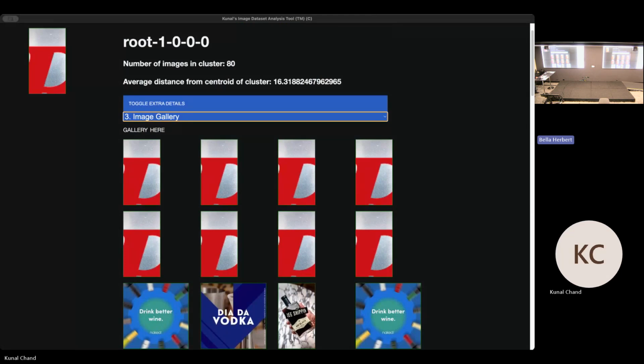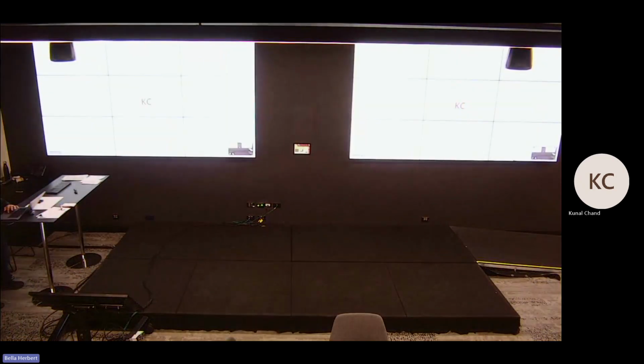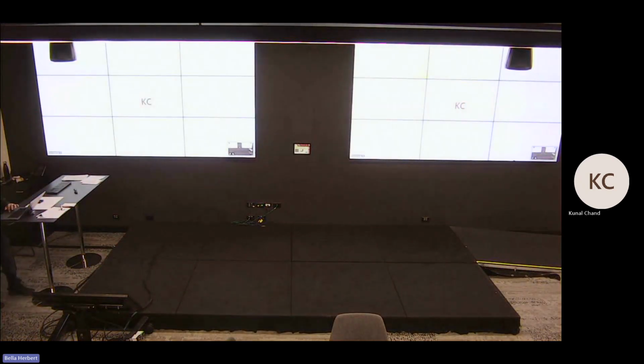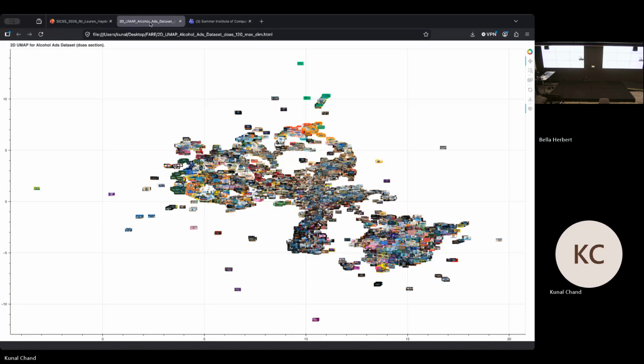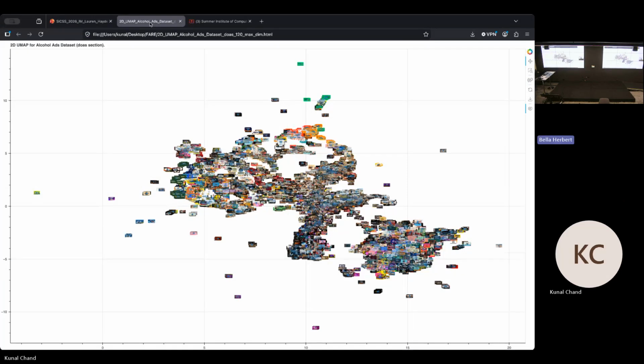This bloody thing. Okay, stop sharing and then share, but I want to share a particular one. Share this window, but that.